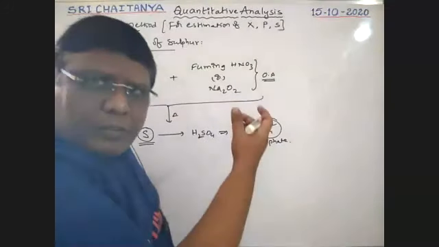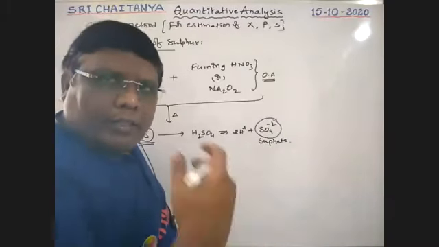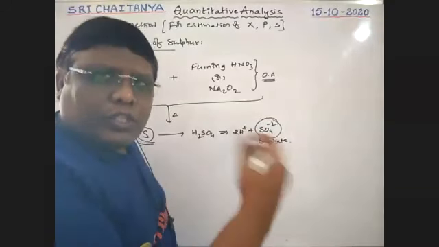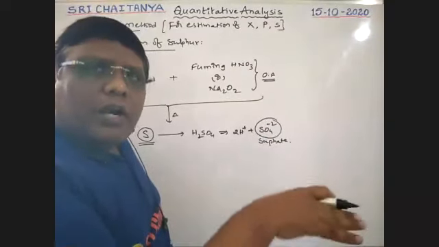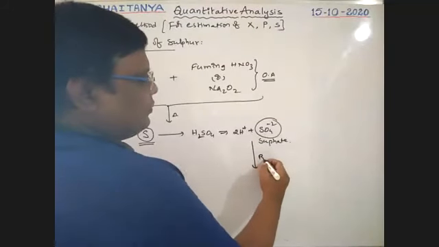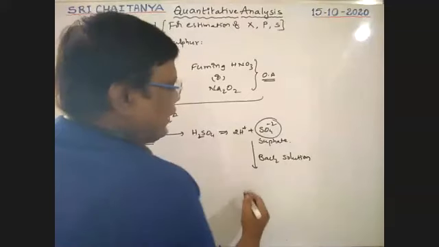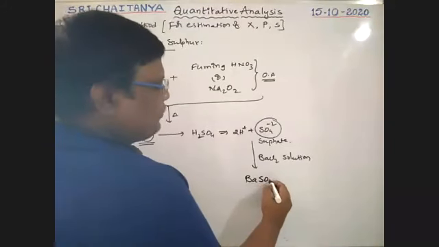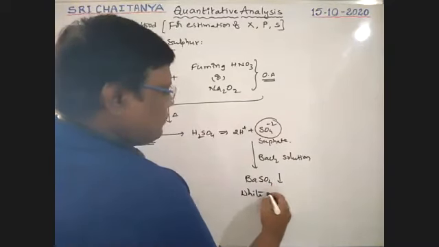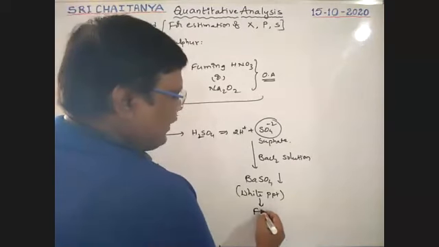Now I am going to precipitate this. For precipitating, I am using barium chloride. The barium plus 2 ion and this SO4 minus 2 ion combine to give barium sulfate, which is insoluble and precipitates out. So this is treated with barium chloride solution, giving barium sulfate, a white precipitate. Find its weight.